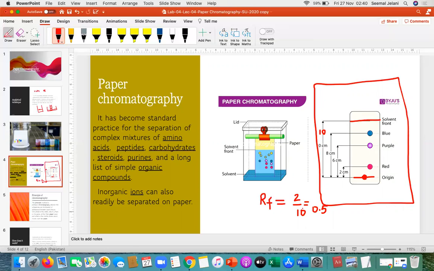अब question ये है कि ज़्यादातर where we use this paper chromatography. So it has become standard practice for the separation of complex mixtures of amino acids, peptides, carbohydrates, steroids, purines, and a long list of simple organic compounds. Inorganic ions can also readily be separated on the filter paper.